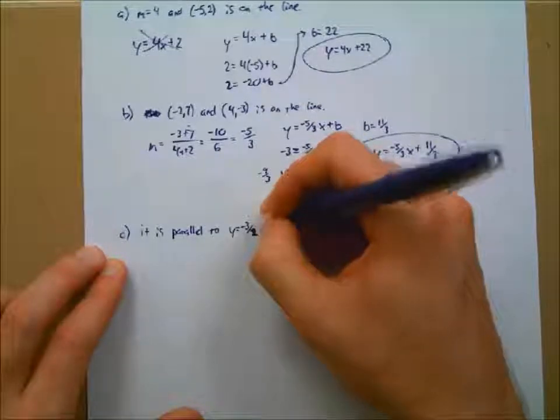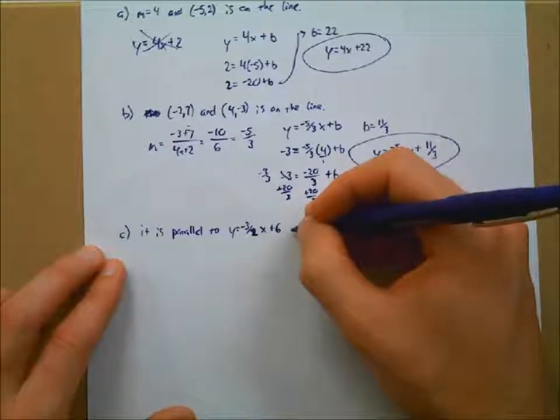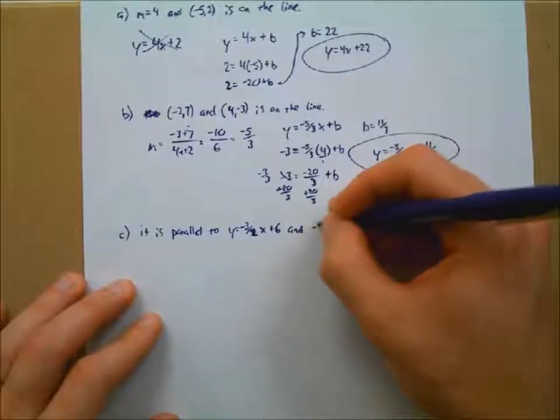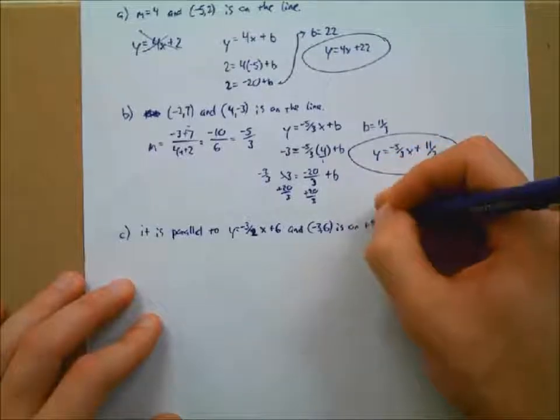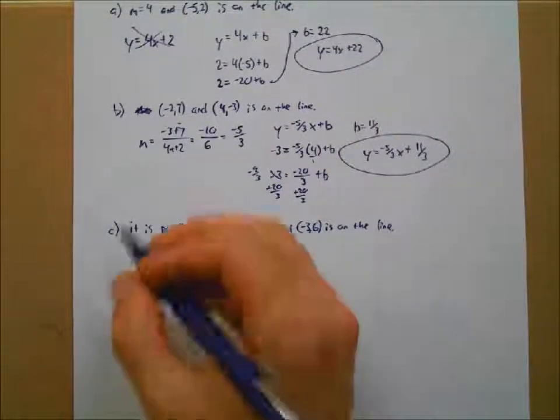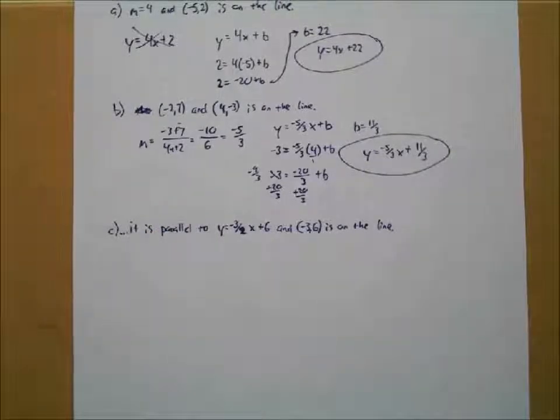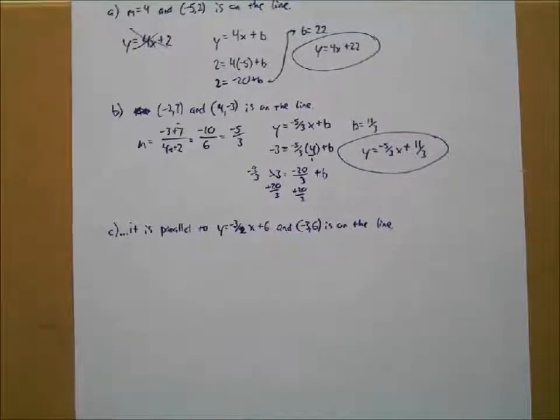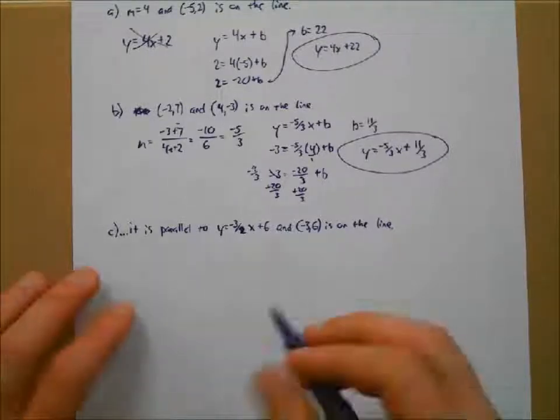Okay. All right. Then I want to incorporate now the parallel stuff to it. So write the equation of a line given. It is parallel to y equals -3/2 x plus 6, and the point -3, 6 is on the line. Okay. So again, write the equation of the line. Our line is parallel to this one that's given here, and our line also has the point -3, 6 on it.